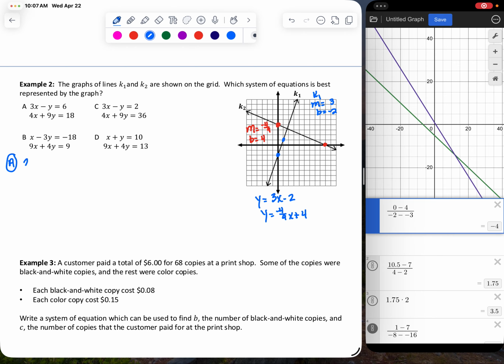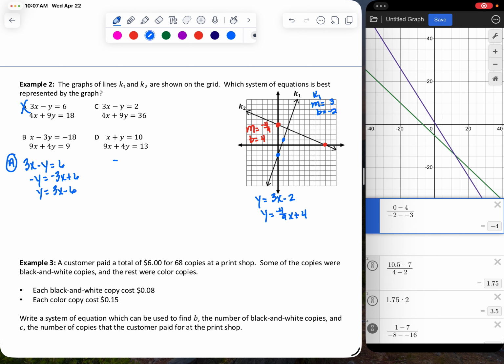Our top equation is 3x minus y equals 6. If I put that in slope-intercept form, I would start by subtracting 3x. So negative y equals negative 3x plus 6, and then I would divide everything by negative 1. So y equals positive 3x minus 6. Now, we needed y equals 3x minus 2. So I don't even have to do the second equation. I know it's not answer A.